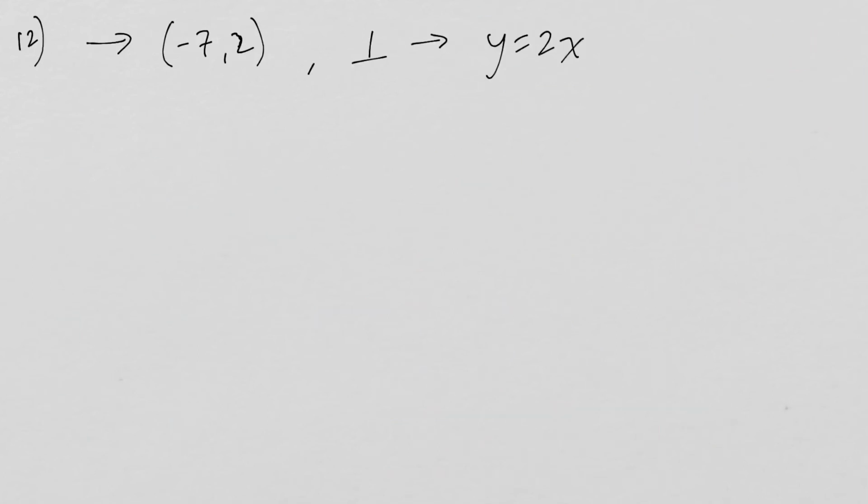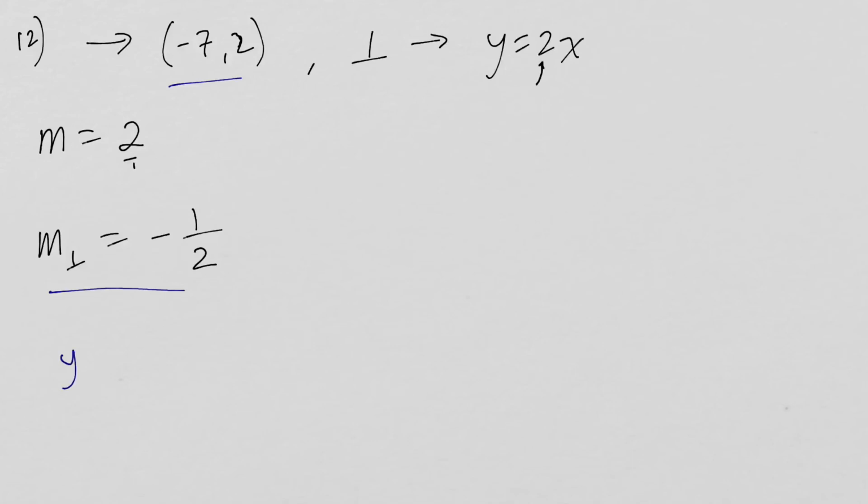Number 12, y equals 2x. Our slope of this line is 2, the number right in front of the x. That means that the perpendicular is the opposite reciprocal. Well, this is like 2 over 1, so this is going to be a negative 1 over 2. So now we have a point and a slope. So let's put this into point-slope form. y minus y1 is equal to m times x minus x1.